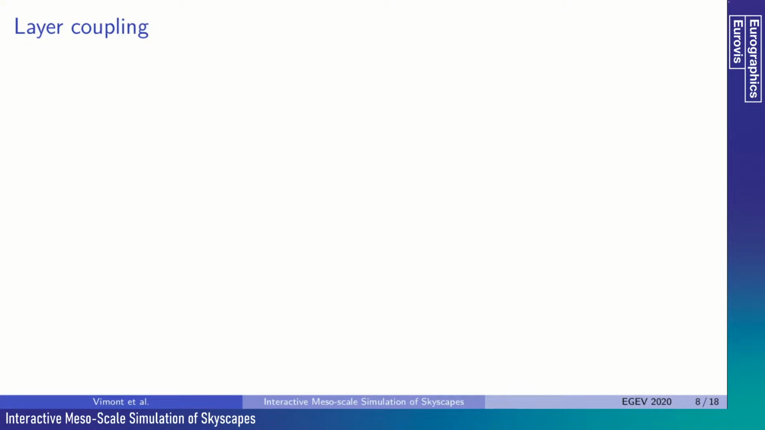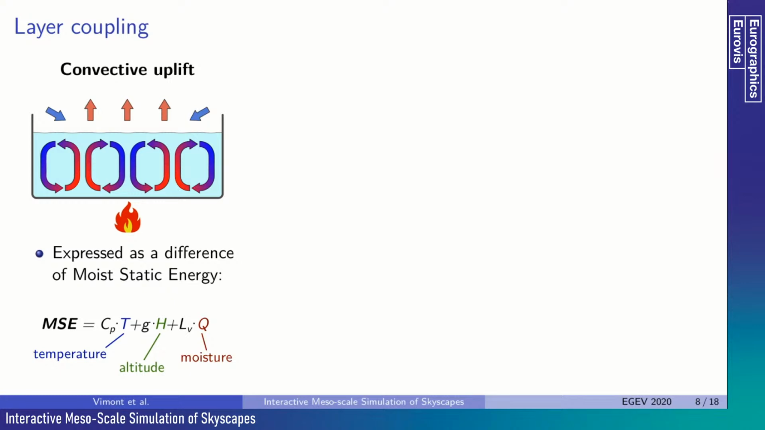The first, which we call convective uplift, is computed based on a difference of moist static energy. This energy combines the temperature, the heat, and the moisture of a parcel of air into a term that is preserved through adiabatic evolution. When a parcel of air is located below another one with a lesser moist static energy, it undergoes a vertical force, resulting in a motion called convection. Therefore, to compute convection, we compute the difference in moist static energy between all pairs of vertically adjacent cells.